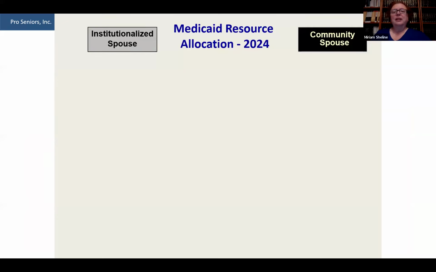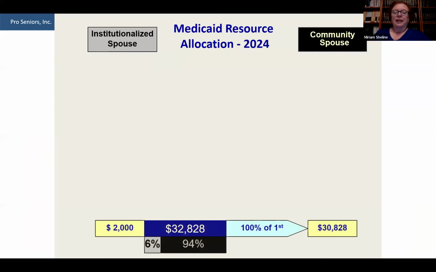So let's look at step by step how this would work. Let's say, for instance, the joint countable resources are $32,828. Then you're looking at that saying, well, the community spouse gets $30,828. That's the minimum. And then the institutionalized spouse's share is $2,000. And now the IS is eligible. So it's not a 50-50 division at this point because the community spouse has to get the guaranteed minimum.